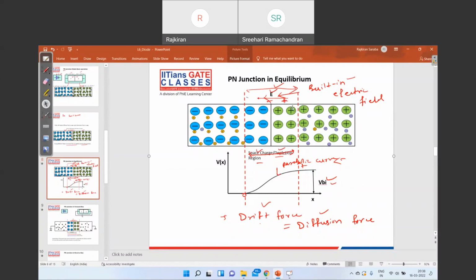Since we have in the depletion width net positive charge on the n side and net negative charge on the p side, we have an electric field, right? So at equilibrium, this electric field is opposing the further diffusion. At equilibrium, there is no motion of carriers from p to n or n to p, because the electric field that is generated, called the built-in electric field, is exactly opposing the diffusion force.